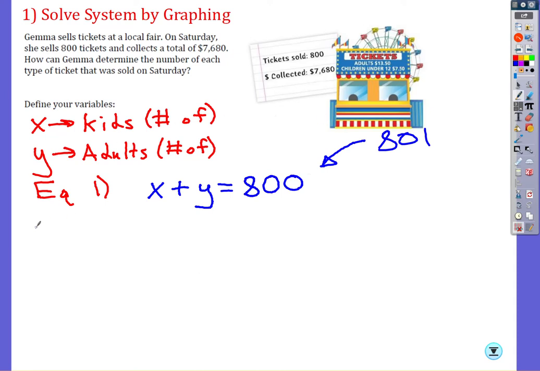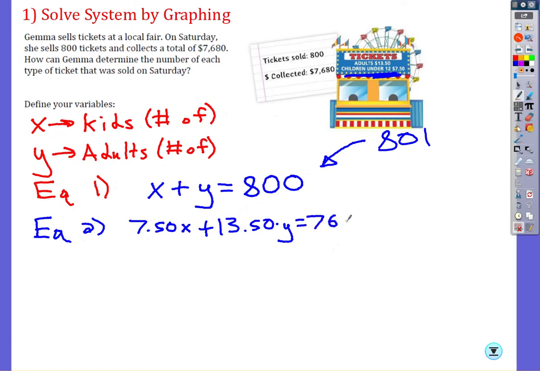So what I'm going to do is make a second equation, because we can also make an equation that relates the ticket cost to the total money collected. So I could say for every child ticket, I earned $7.50 per kid that was inside the fair. And then I could add on the $13.50 for every adult, which is the same thing as $13.50 times the number of adults, and that should give me the total money collected, $7,680.